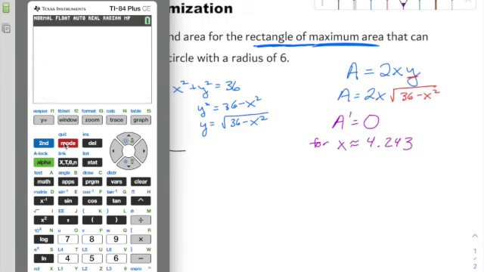Let's pull back that full value and store it. So I'm going to hit second answer. That brings back the last thing we calculated, which was that 0 value, 4.2426, etc. And I'm going to store it, and you can pick any letter you want. I'm going to store it in A.